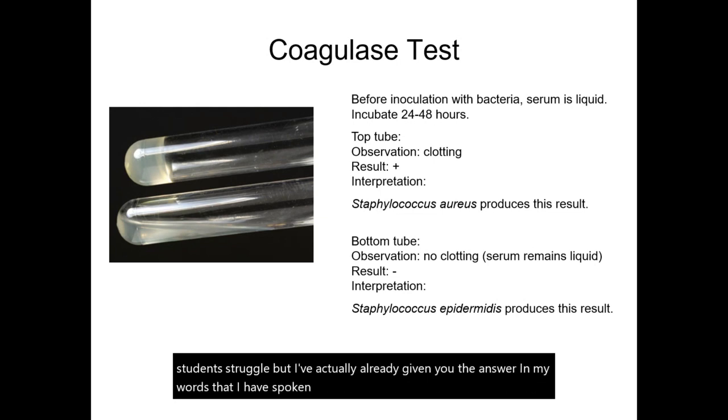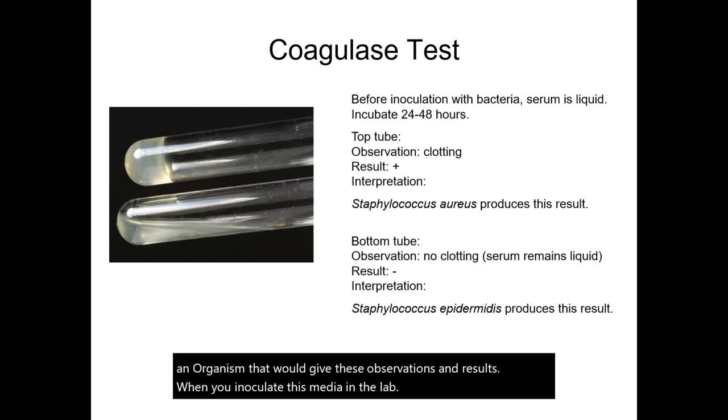So remember, your observation is what you physically see. We cannot see an enzyme. We cannot see a specific reaction happening, but we can see clotting or lack of clotting. So in this case, because the media is still a liquid, your observation is there's no clotting. Again, that's a negative result, and that tells us, hint, your interpretation, that the organism does not have the enzyme coagulase. And it turns out Staphylococcus epidermidis is an organism that would give these observations and results when you inoculate this media in the lab.